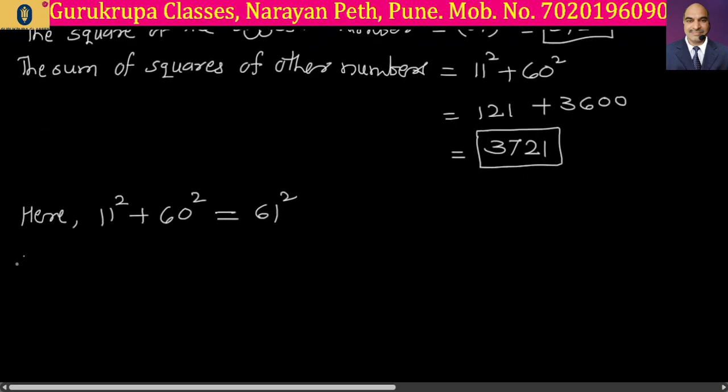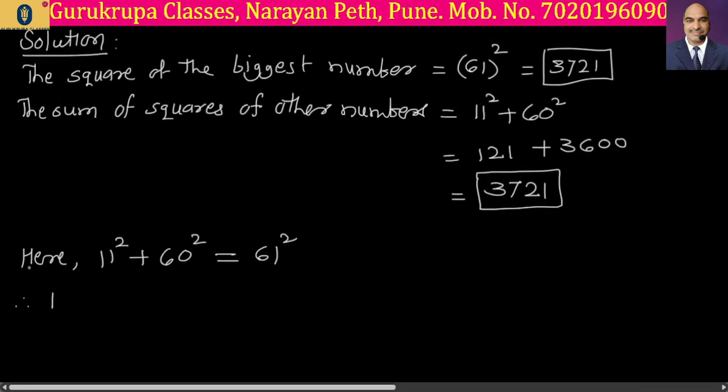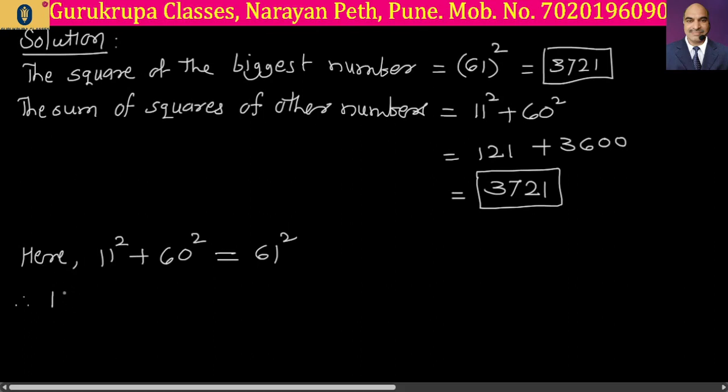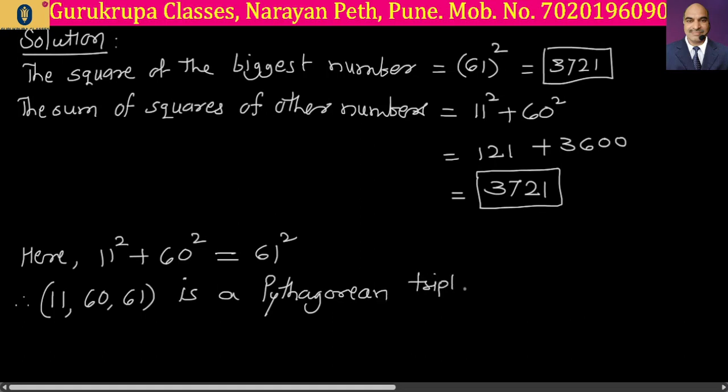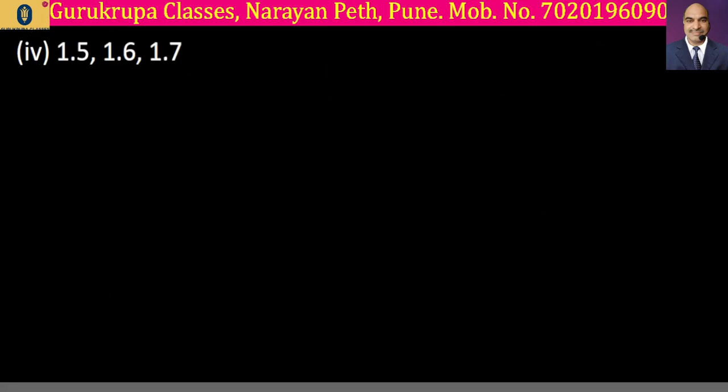So by the Pythagorean triplet rule, this triplet 11, 60 and 61 forms a Pythagorean triplet. Please write this down: by the rule, 11, 60 and 61 is a Pythagorean triplet.